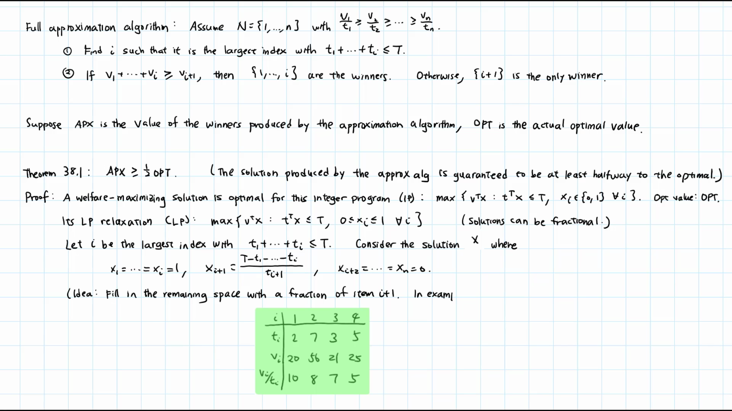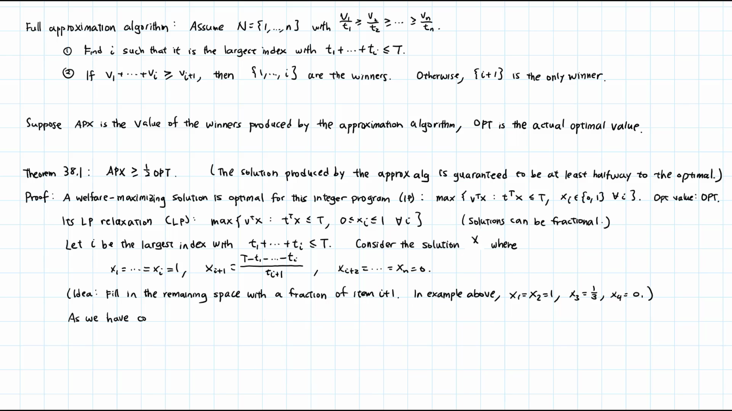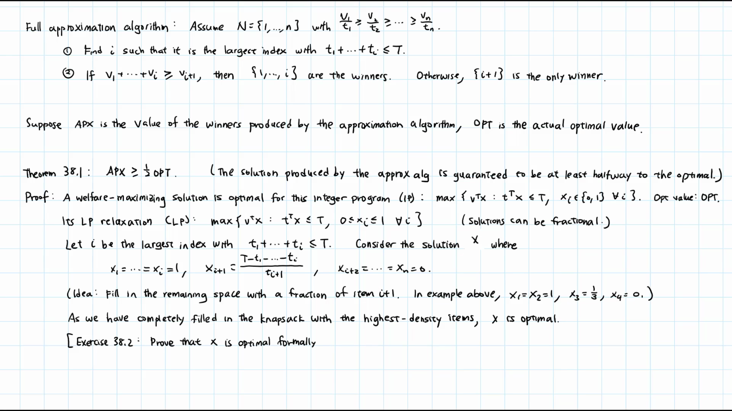In our 4-item example from earlier, we would have x_1 equal to x_2 equal to 1. We then have a space of 1 left, so 1/3 of item 3 can fit in there. So x_3 is 1/3, and x_4 is 0. Now, as we have completely filled the knapsack with the highest density items, x must be optimal. Note that this is not a rigorous proof, so as an exercise, prove that x is optimal formally using duality.